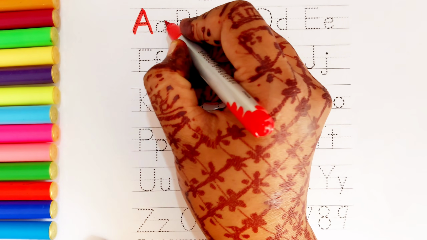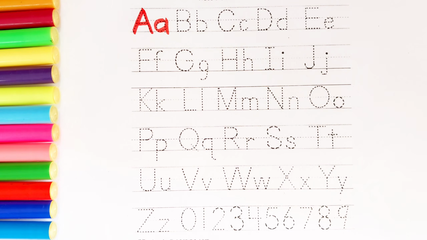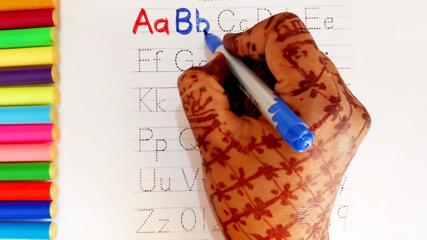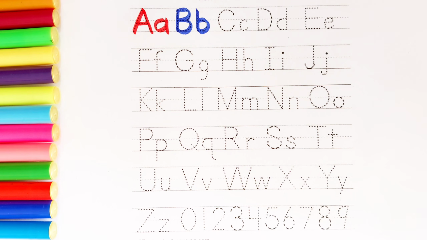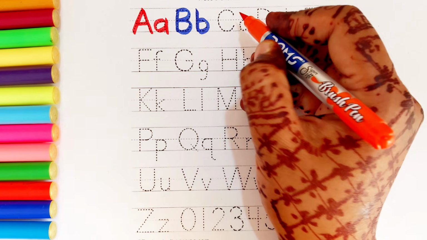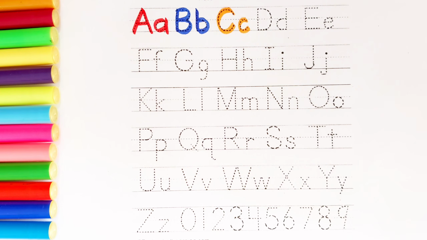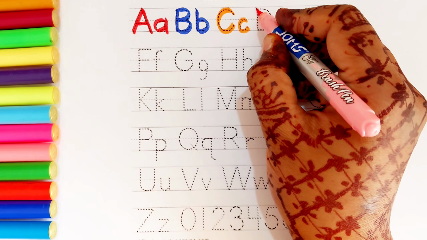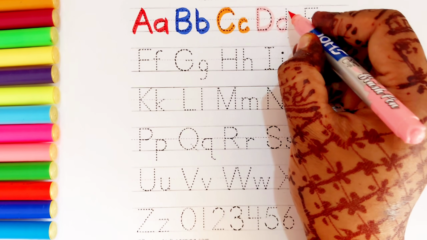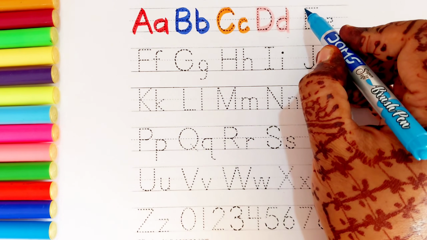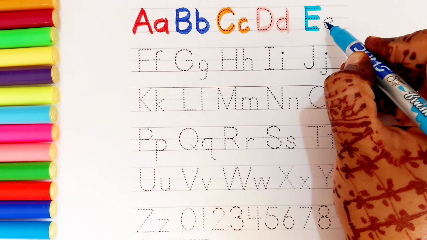Kids, this is A for apple. B for bat. C for cat. D for dolphin. E for elephant.